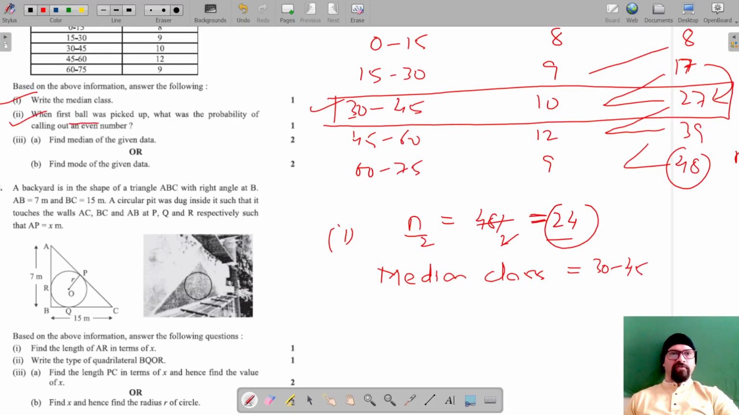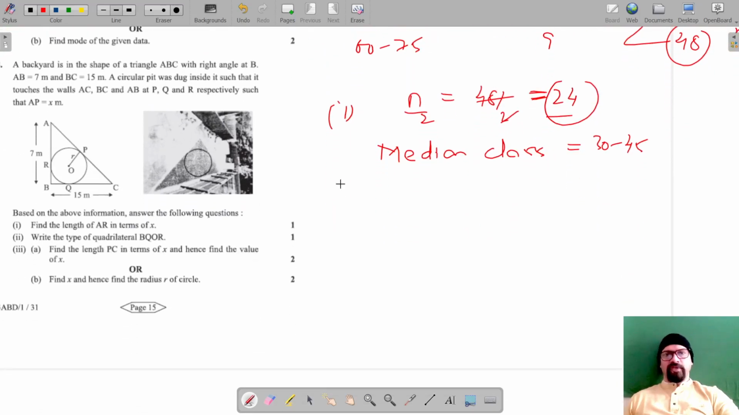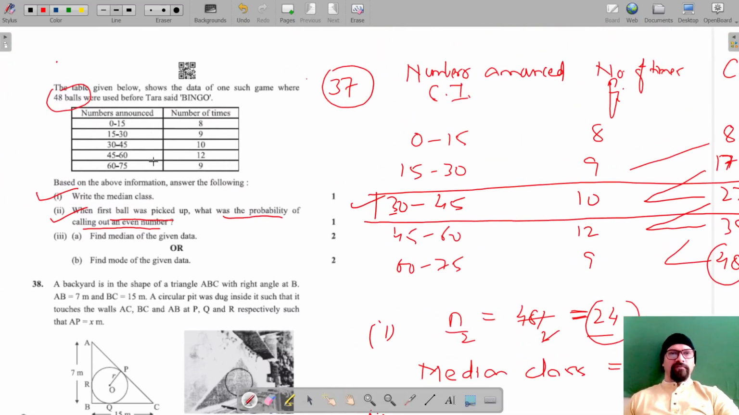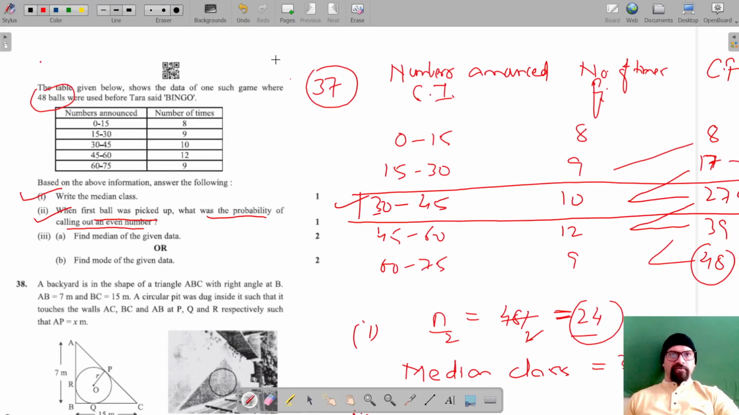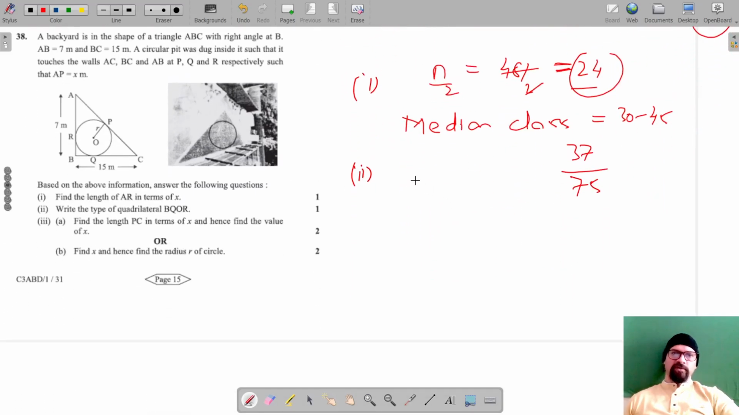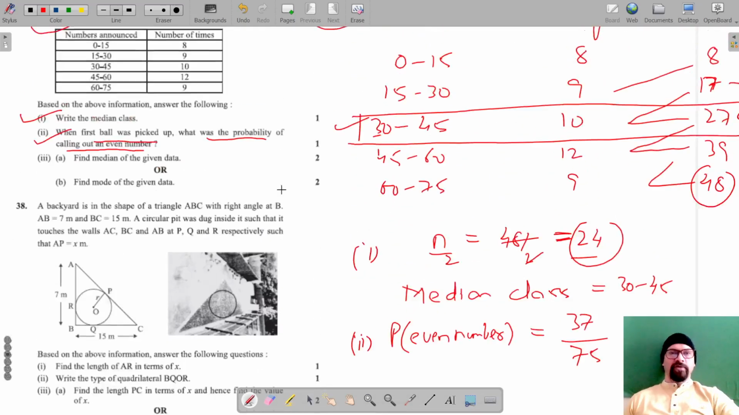Now second, when the first ball was picked up, what was the probability of calling out an even number? Now the numbers in this bingo game were 75 numbers, and out of 75, 37 are even if we count them as natural numbers from 1 to 75. So the probability of calling out an even number is 37 by 75.